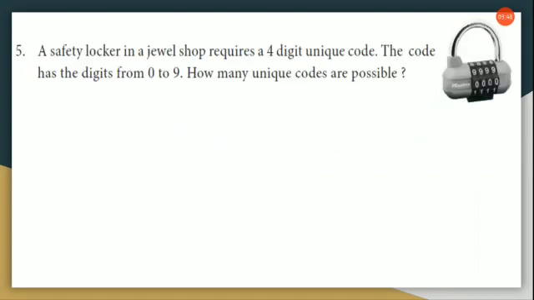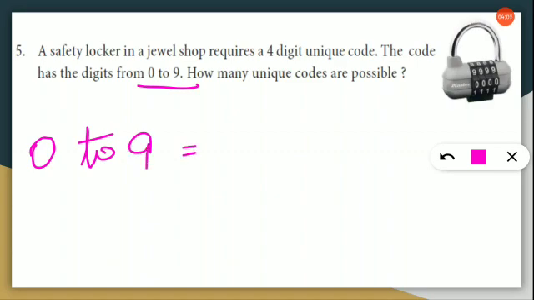Now, a safety locker in a jewel shop requires a 4-digit unique code. The code has digits from 0 to 9. How many unique codes are possible? This is the same concept. Can you think and tell me? From 0 to 9, we have how many numbers? 10 numbers. Very good.